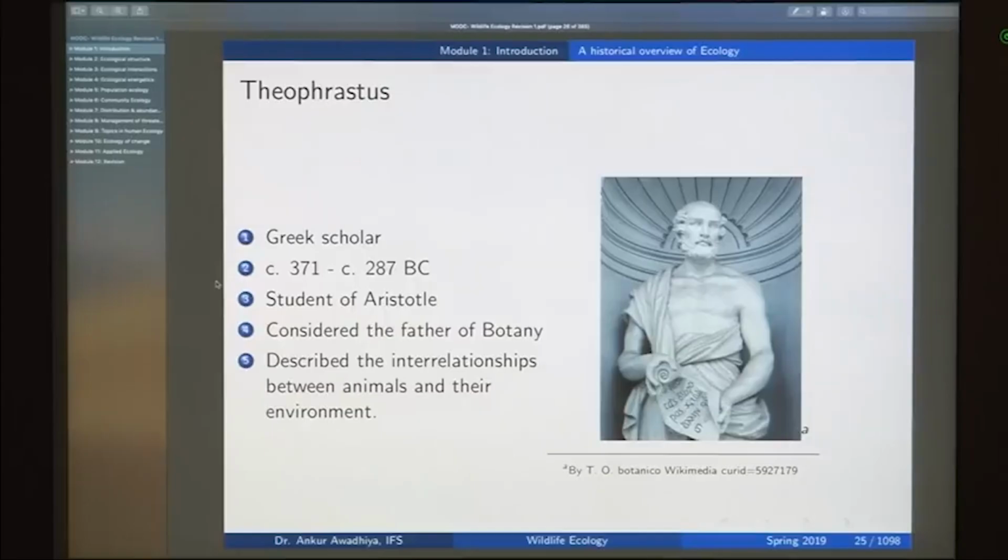Theophrastus was a very ancient person. He was a Greek scholar who lived in the pre-Christian era, from 371 to 287 BC. He is considered the father of botany, and he was the first one to have described the interrelationships between animals and their environment. So, that forms a bedrock of even our current understanding.